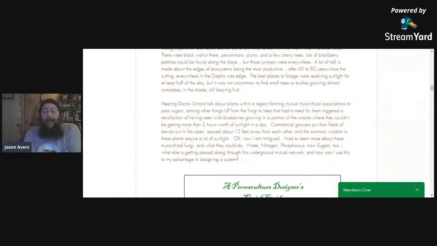Well, this intrigues me. I had to learn more about these mycorrhizal fungi and what they could do. Water, nitrogen, phosphorus, now sugars too. What else is getting passed through this underground mutual network? And how can I use this to my advantage in designing a system? I got started and I spent a few years working on it and a lot of research. Part of what I researched produced this list.